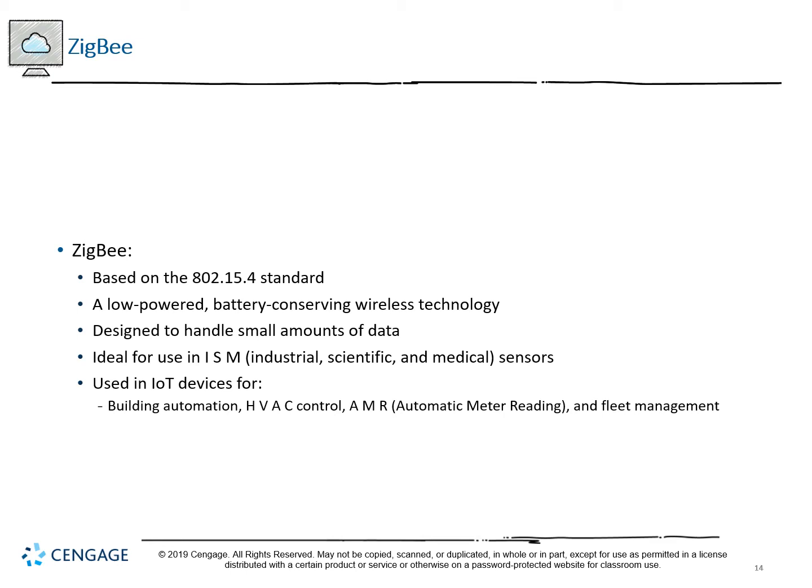So Zigbee is one of the first substandards that we've dealt with. That's the first one that I ever discovered when I was doing my undergrad. 802.15.4. So it's a low-powered, battery-conserving wireless technology built to handle small amounts of data. It's great for what are called ISM sensors, industrial, scientific, and medical. And they're used in IoT devices for building automation, HVAC control, automatic meter reading, and fleet management. Tracking where things are, being able to send control signals, very handy thing for Zigbee. And again, the low power battery conservation means that a device can sit idle for a long period while still listening for data input.